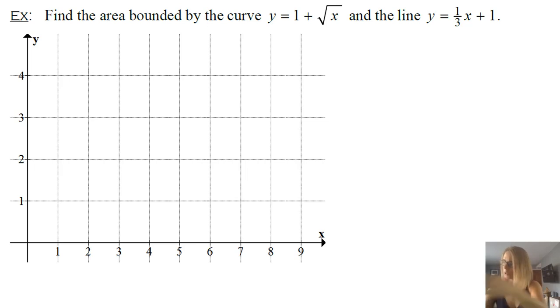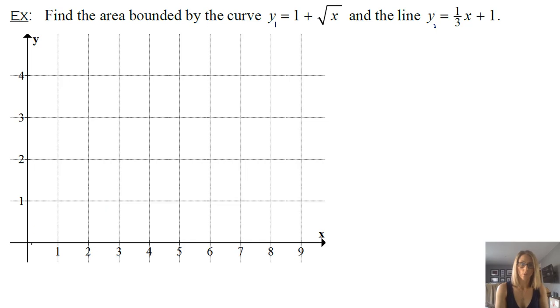Now this is a new one here in that we don't know. We see that both of them are solved for y, so we're thinking that we're going to be doing vertical rectangles, but we don't have a graph of it, and that's not really helping us. So the first thing I might do is graph this, and I can just think of this as y1 here and y2. It's not necessary, but you could.